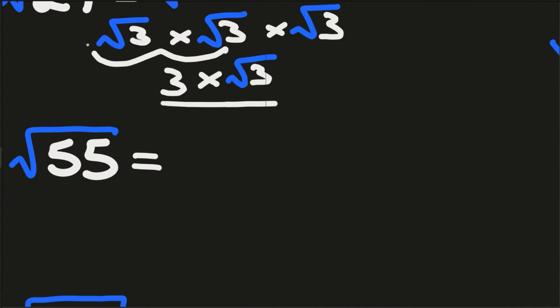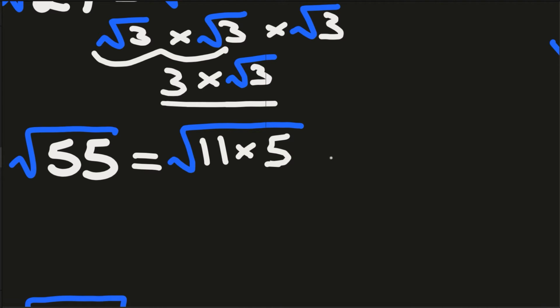Same process with the square root of 55. We know that the square root of 55 is simply the square root of 11 times 5. 11 times 5 is 55. So let's break this down into 2 square roots. Square root of 11 times square root of 5.